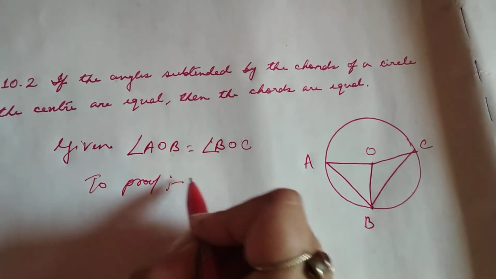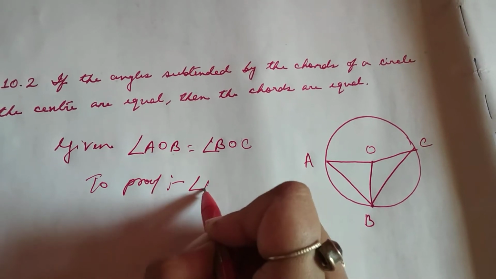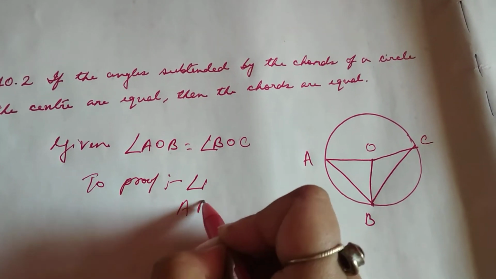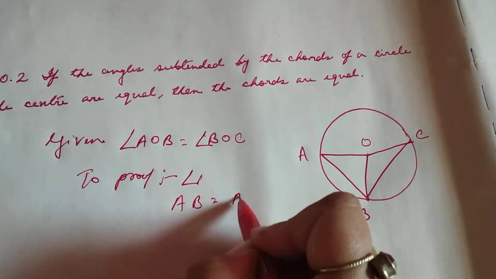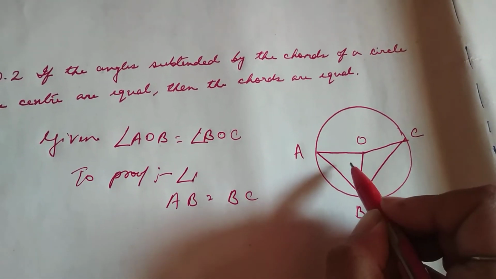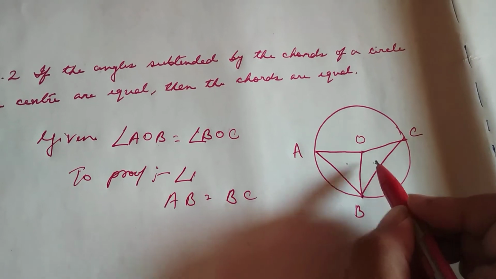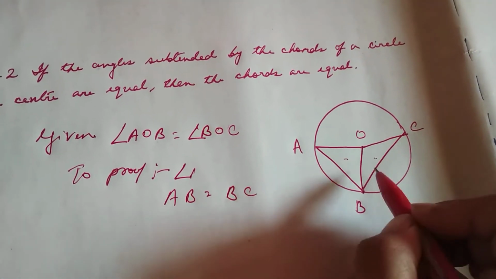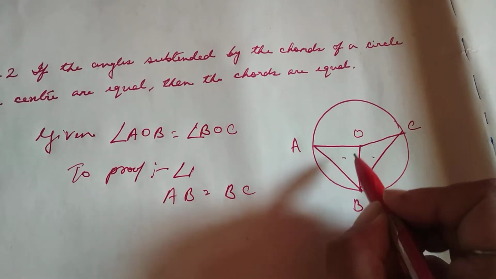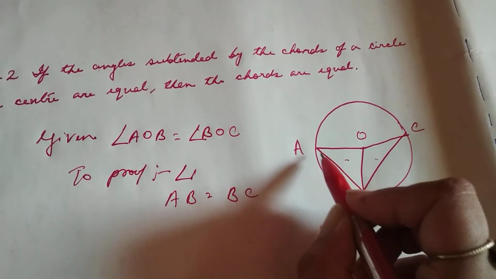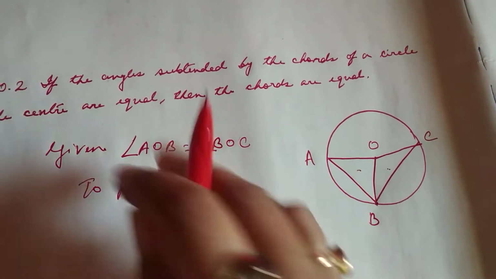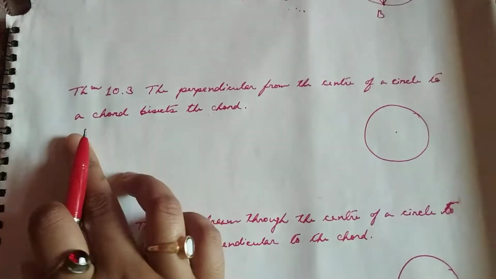To prove that AB is equal to BC. So you can do it easily by taking these two triangles and making them congruent by angle-side-angle, because this angle is already mentioned as equal. By that you can say that AB is equal to BC. So this is what is told from this theorem. Okay, moving on to theorem 10.3.